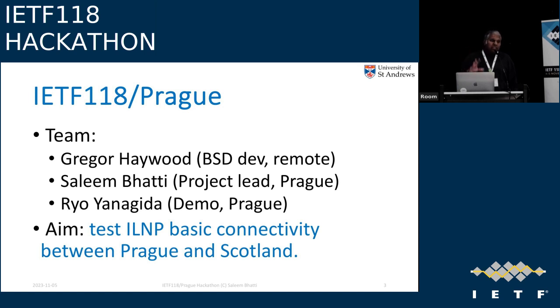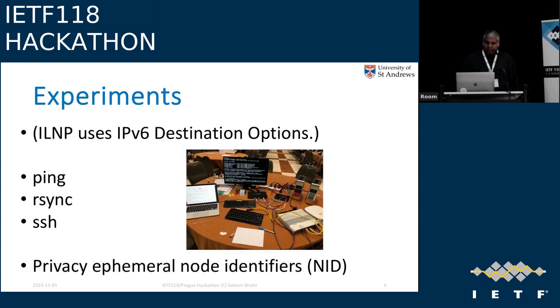So we had a client, several clients here, and we had one server based in Scotland. The experiments were to test basic connectivity because ILNP extends IPv6, including with some destination options. So we wanted to see, can they make it across the network? And we wanted to test with some basic applications, ping, rsync, SSH. Those are unmodified, they use standard C sockets.